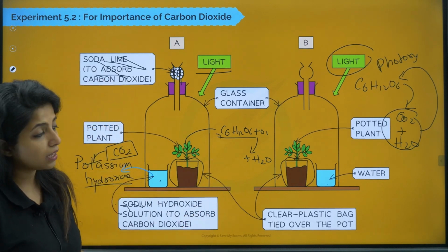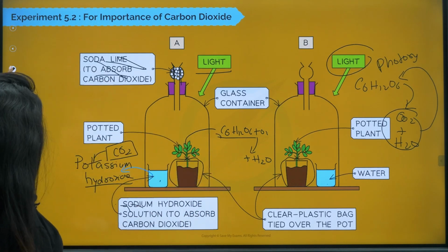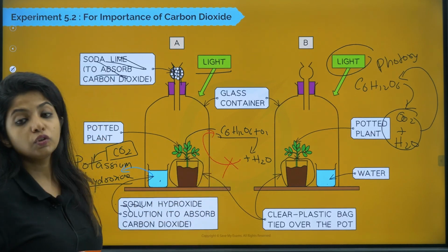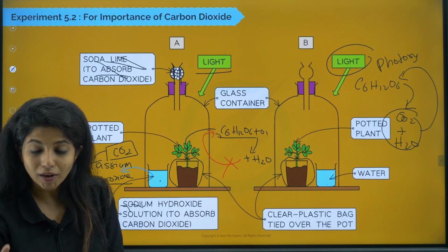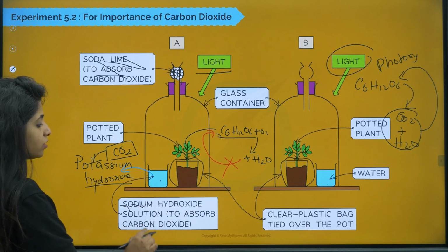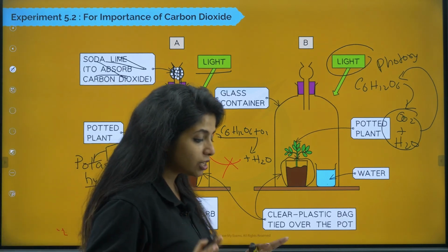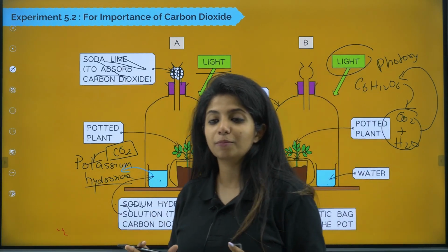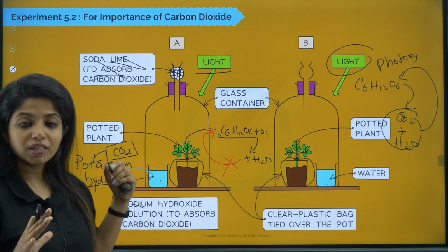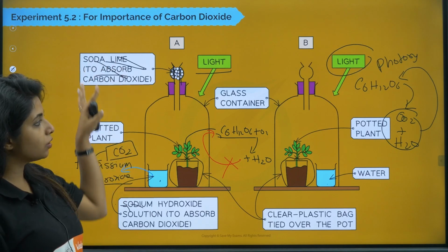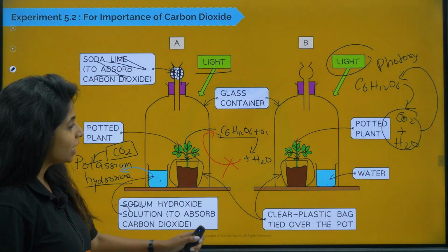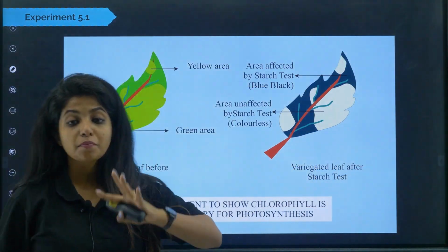If CO2 is not there, can you carry out the reaction to do photosynthesis, my dear children? No. For photosynthesis, you need carbon dioxide. So if carbon dioxide is not there, you cannot perform this process. Whenever potassium hydroxide or sodium hydroxide comes up, just understand that this experiment is for the importance of carbon dioxide. If carbon dioxide is absorbed by some other source, obviously the whole process would not happen. As simple as that. Now the next experiment is for the importance of chlorophyll pigments.